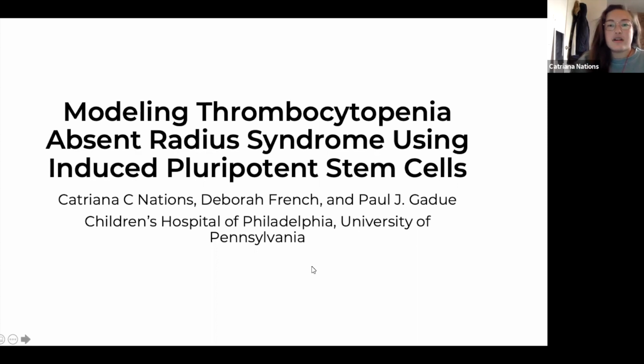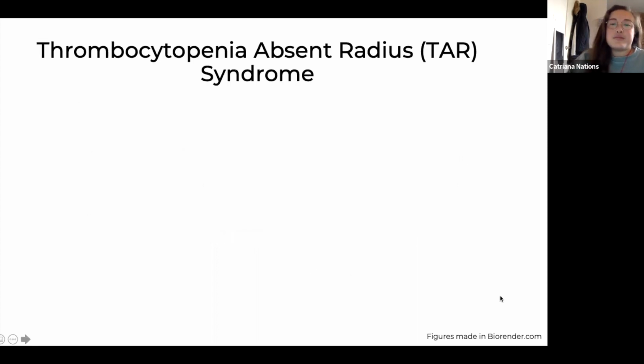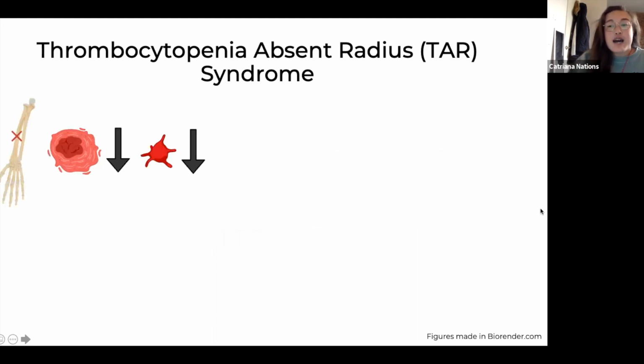So thrombocytopenia absent radius syndrome, or TAR syndrome, is a rare congenital disorder that's primarily characterized by bilateral absence of the radii while maintaining the presence of the thumbs, a severely reduced number of megakaryocytes, or MEGs, and thrombocytopenia, which is low platelet count. And patients with TAR can also present with a number of other phenotypes, like cardiac abnormalities, some renal anomalies, as well as a cow's milk intolerance.